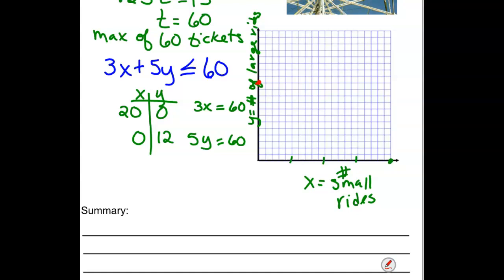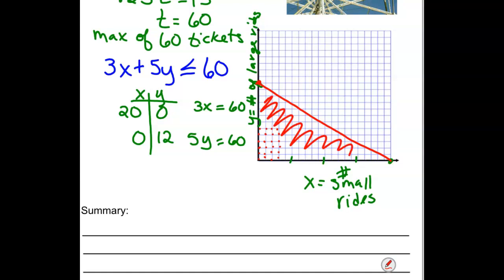Now, technically, we would be filling this region with just a whole bunch of little dots because we can't have half of a ticket or half of a ride. So it would technically be what we call a discrete situation where we would say I can go on any of these combinations. However, that's a lot of dots to plot. So what we do is we just shade it. We said it could be less than or equal to 60, so we're going to do a solid line connecting our intercepts, and we want to shade all of the values underneath here.